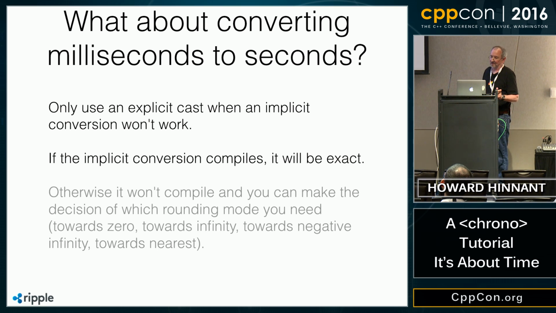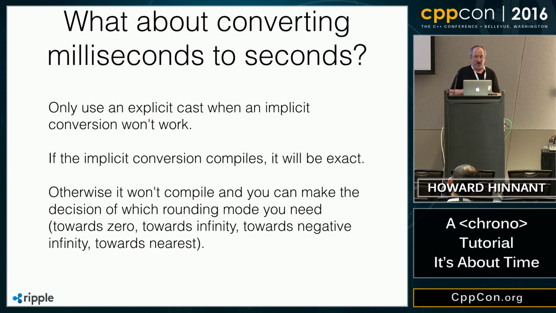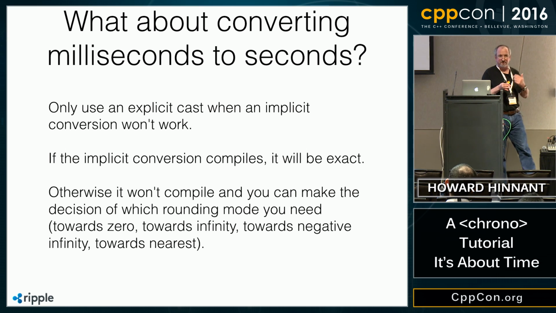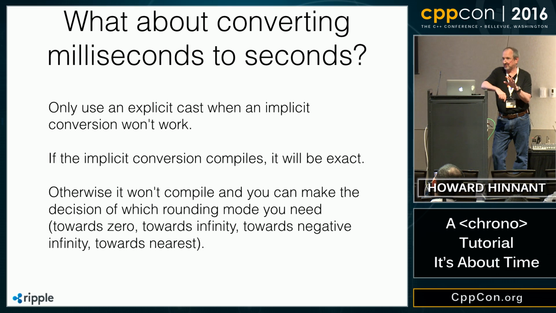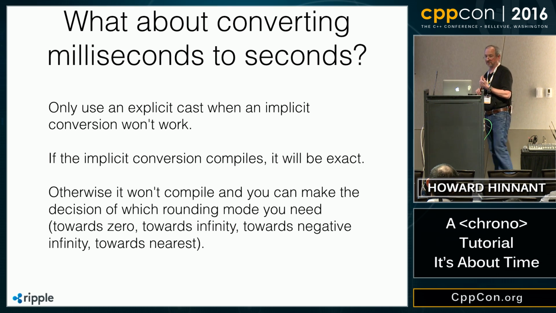So, in summary, only use an explicit cast, only use the duration_cast or the ceiling or the floor when the implicit conversion won't work. If the implicit conversion compiles, it will be exact, and that's what you want to do. And then if it doesn't compile, you can make the decision, okay, I see that I'm doing truncation error here, and you can decide, this is your chance to think about, should I truncate towards 0, should I round, should I truncate towards negative infinity, what have you.